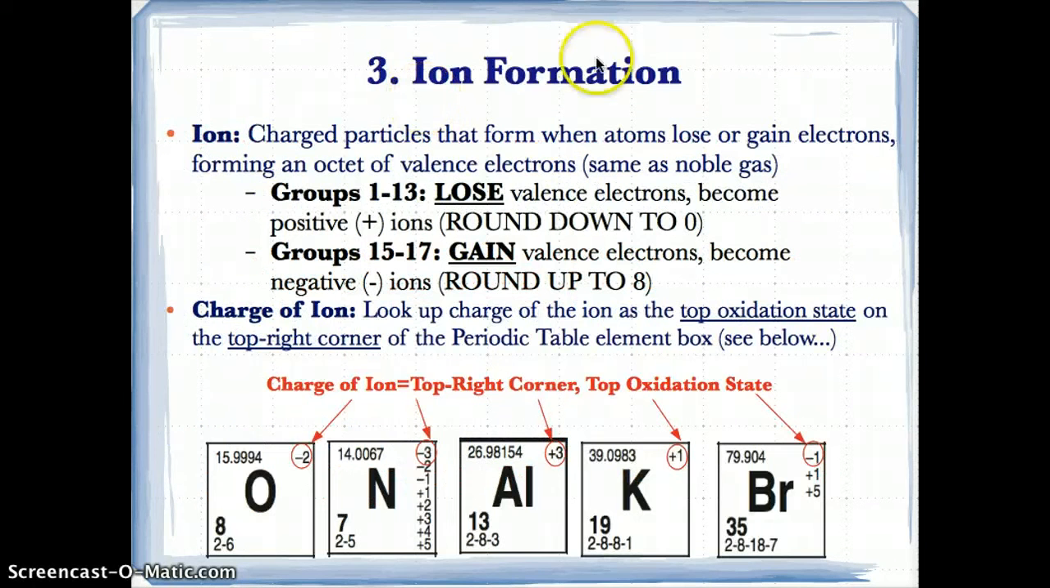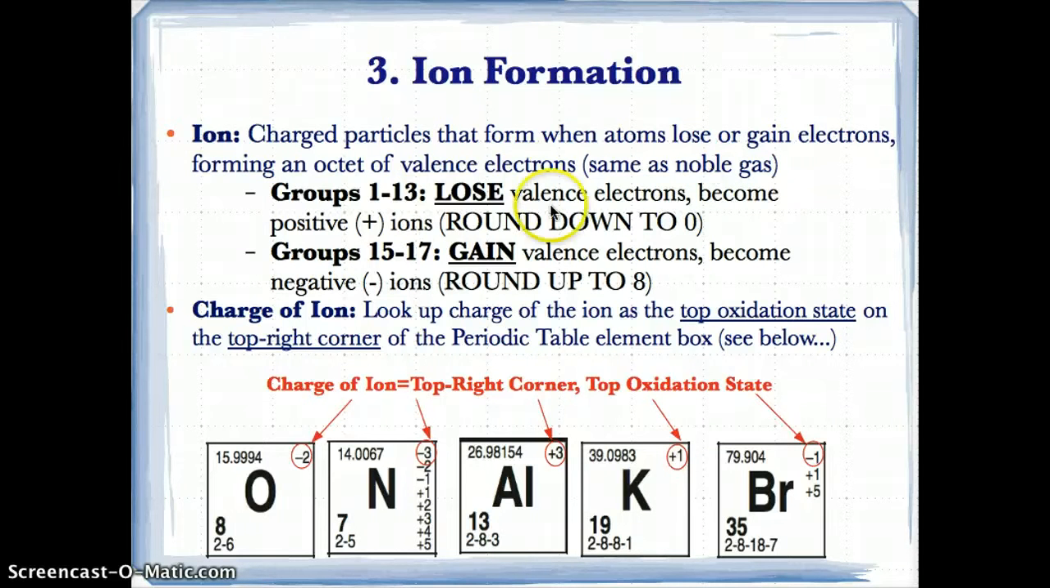Now let's talk about how atoms form what are called ions. First of all, ions are charged particles that form when atoms lose or gain valence electrons, forming an octet of valence electrons as a result, which is the same as a noble gas in terms of its electron configuration. All right, so remember that not all atoms have 8 valence electrons. So they want that, and how they do that is, with ions, they will usually gain or lose electrons and get charges as a result to get that octet of valence electrons.